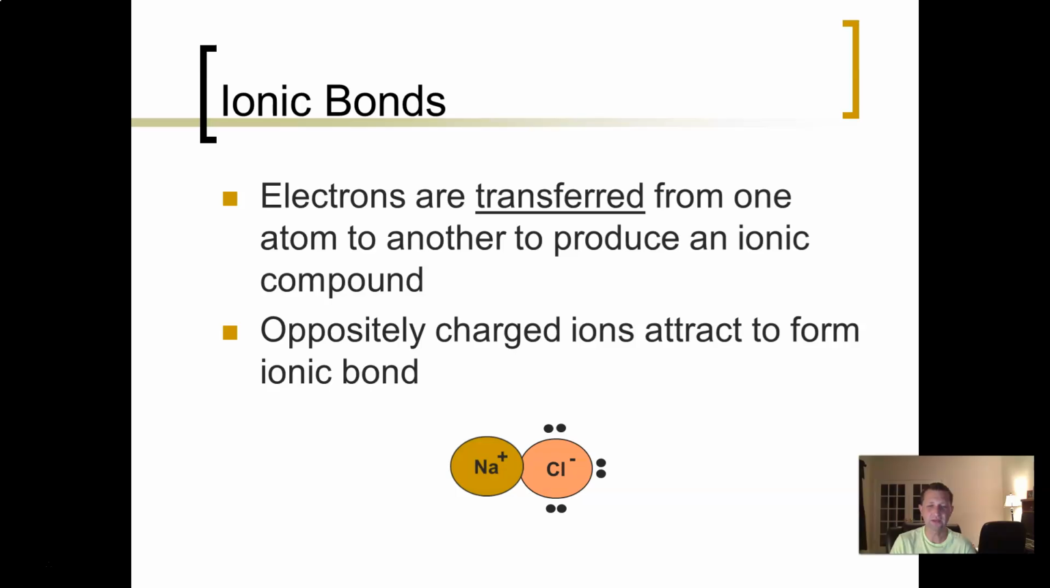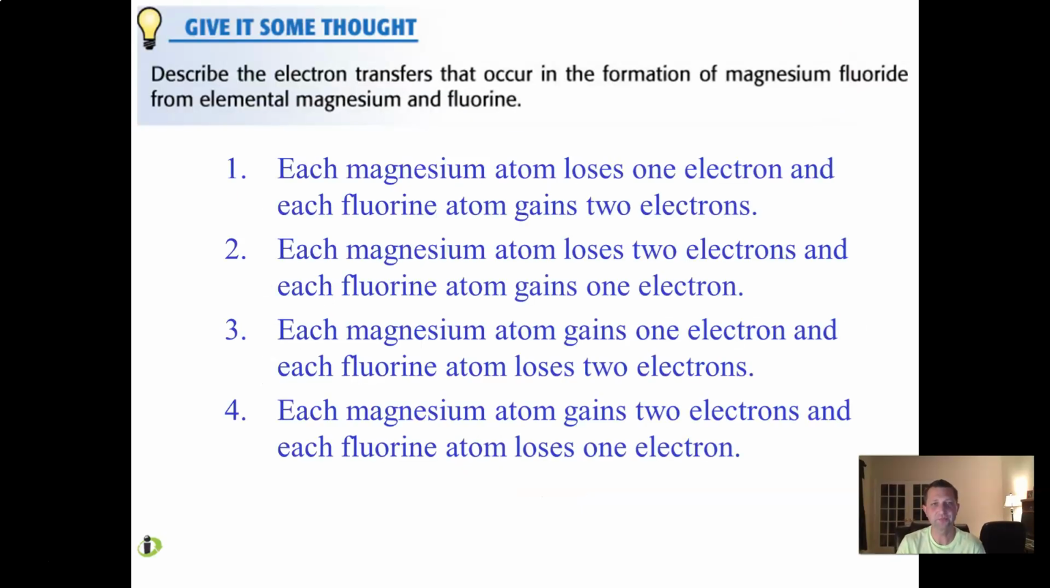It happens over and over again. You have this big crystal lattice structure of Na's and Cl's. So the opposite charges attract to form the ionic bond. That process that we just saw here, that is what we're going to look at today, and we're going to look at the energy changes along the way for this to occur.